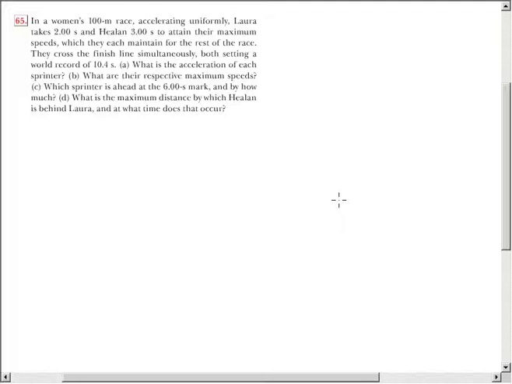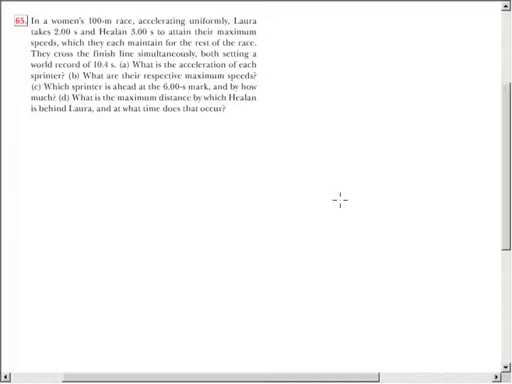Alright, we're looking at problem number 65. This is in Chapter 2, Edition 8. In a women's 100-meter race, accelerating uniformly, Laura takes 2 seconds and Helene takes 3 seconds to attain their maximum speeds, which they each maintain for the rest of the race. They cross the finish line simultaneously, both setting a world record of 10.4 seconds.